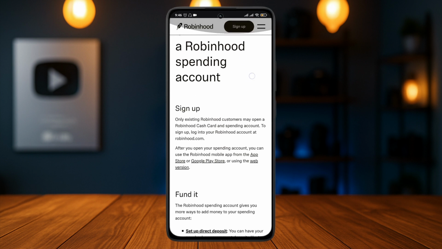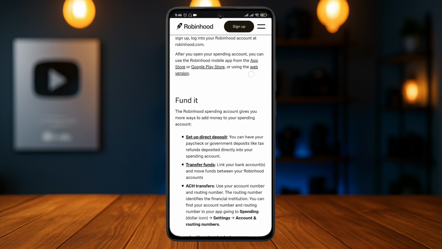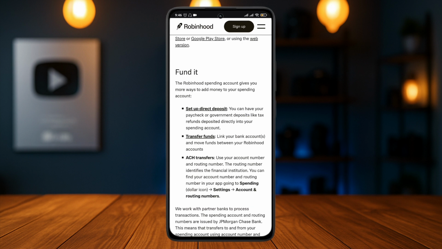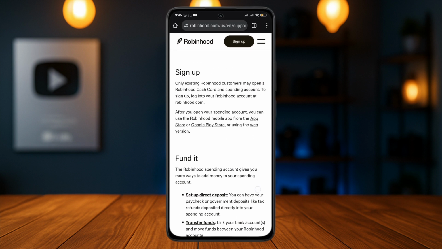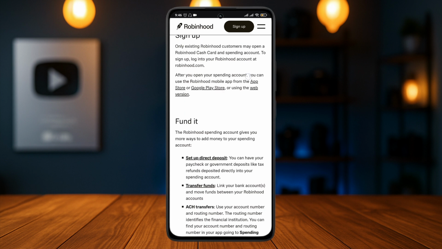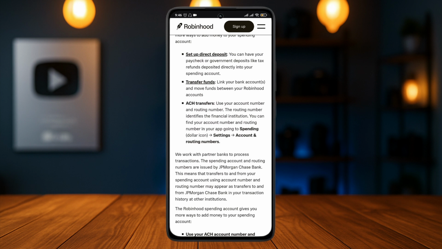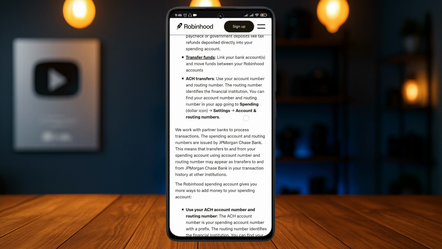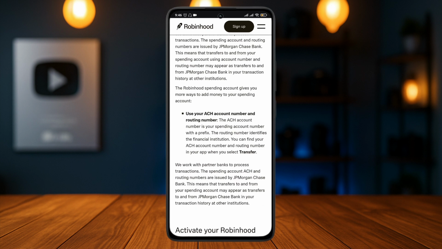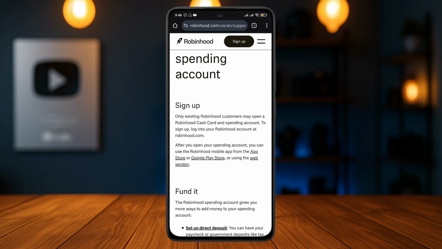Now if you head over to this article by Robinhood, you can see various ways of funding your cash card, or basically funding the spending account. You can fund it through direct deposit, transfer funds and ACH transfers. So once you create your spending account, you can spend it virtually or you can withdraw cash as well.